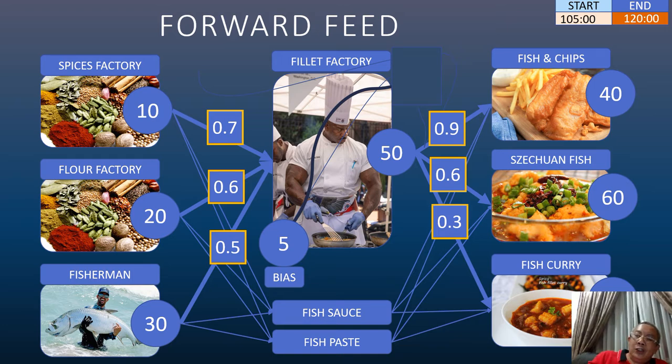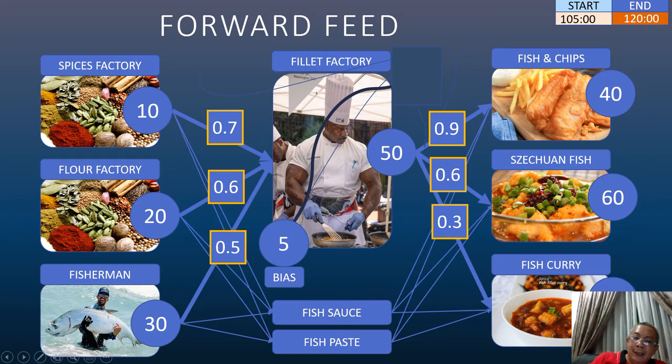So let's say your job is to produce a fish fillet. You run a fish fillet factory, okay? And then what are the raw materials that you use to produce fish fillet? First of all, you need some spice. So you buy the spice from a spice factory. And you need some flour because you want to produce the nugget. So you also buy some flour from a flour factory. And of course, you also need a fish. So you buy fish from fishermen. Okay. You are one of the guys in the ecosystem, you produce fish fillet.